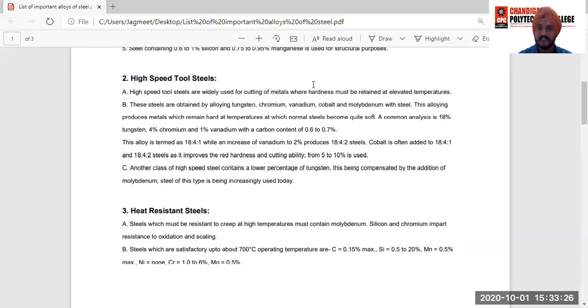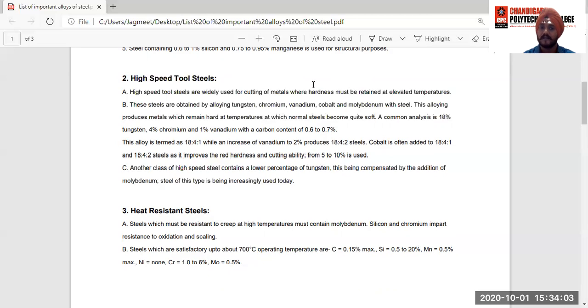High speed tool steels are widely used for cutting of metals where hardness must be retained at elevated temperature. So this is the main purpose of this steel, that it will retain itself at high temperature. These steels are obtained by alloying tungsten, chromium, and vanadium. These are the main elements used for high-speed steel, and the other helping elements are cobalt and molybdenum.